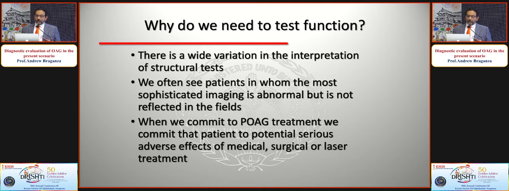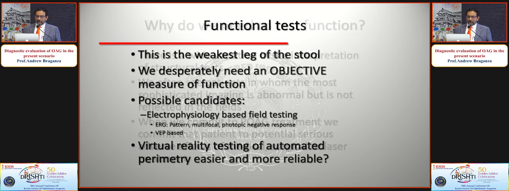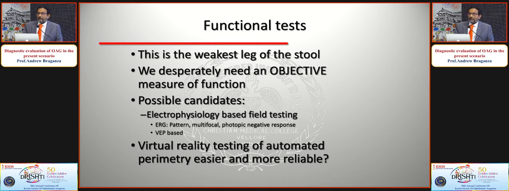And that means potential serious adverse effects, which can be because of medical treatment, or because of surgical treatment, because we say, okay, I have to reduce your intraocular pressure by 30% or 35% or whatever, according to my other studies. We will have to operate. And the trab is not an easy operation, nor are any of the other devices that we use easy operations or without complications. And even laser treatment has its problems. So the functional aspect is the weakest leg of the stool.